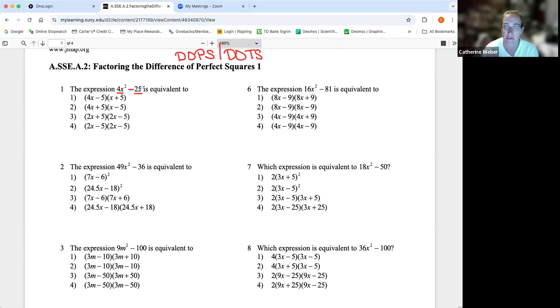Whenever you have these, first things first, you want to ask yourself, is there something that I can factor out as a greatest common factor? If there isn't anything, go straight to doing your two binomials. And the setup of these is always the same: 1 plus, 1 minus. If I take the square root of the first term, that is what goes into the first slot of each binomial. If I take the square root of the second term, that is what goes into the second slot of each binomial. And that is how we get our answer of choice 3.